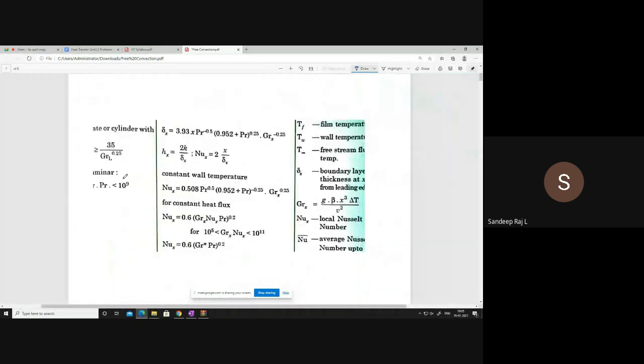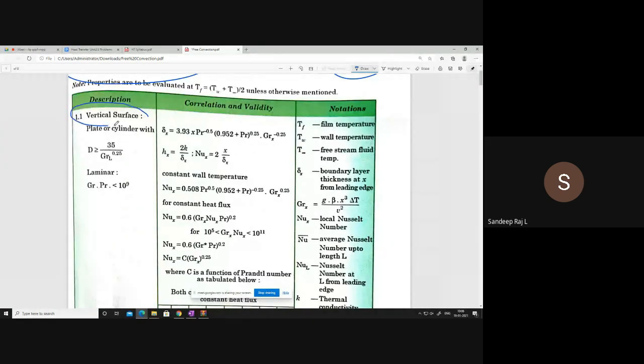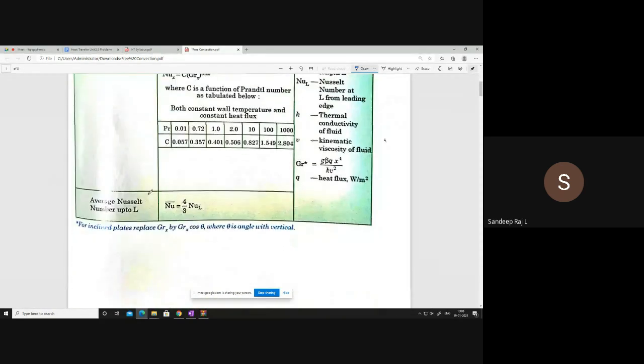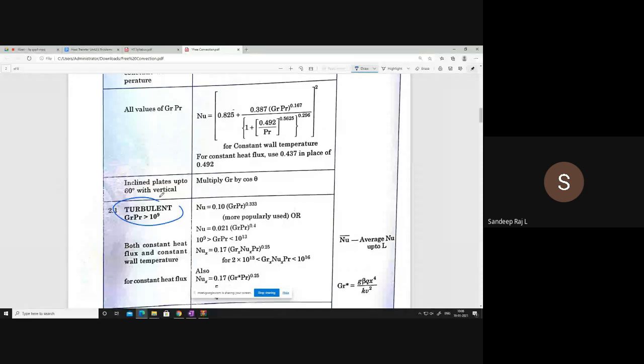So here you have natural convection, which is also called free convection. In this, we'll have a vertical surface case. This is the most general case. In this, you will again have the laminar and turbulent cases. Based on the case that you are getting, you'll choose the appropriate Nu formula. Based on the formula chosen, you'll find out the h value. In turbulent, this is the most generally used formula, or this can also be used.